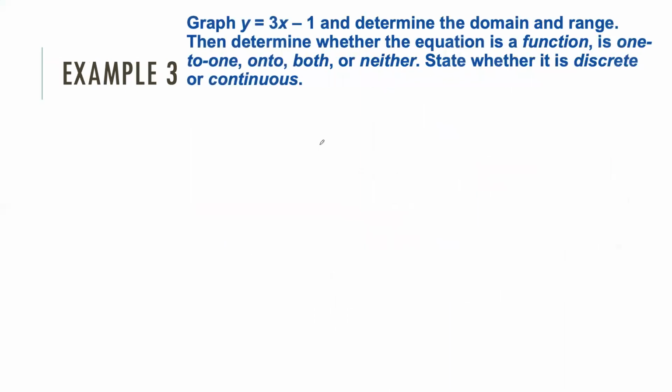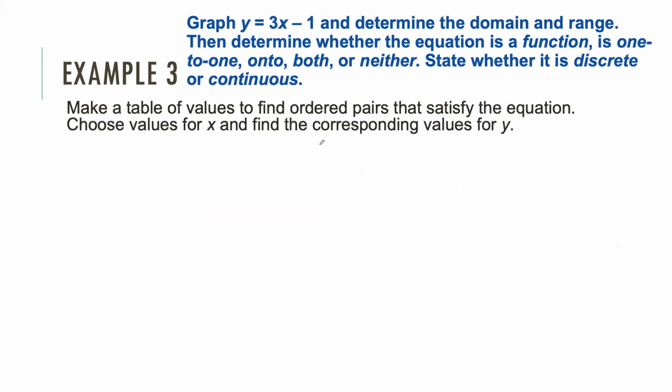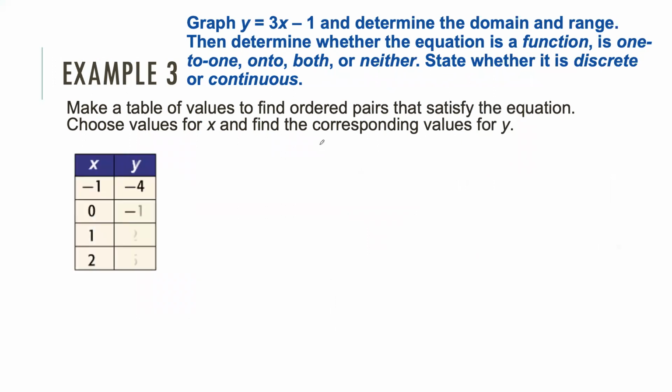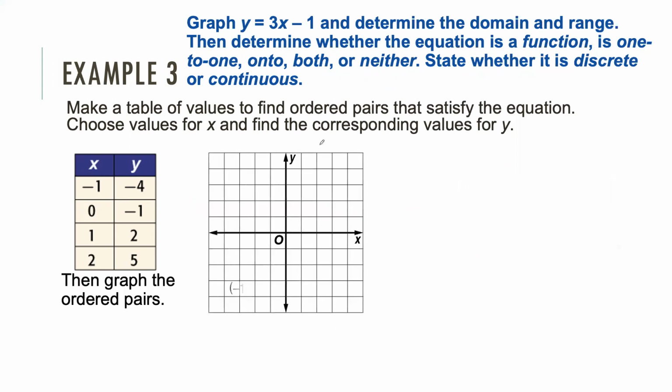All right, our next example is graph y equals 3x minus 1 and determine the domain and range. Then they want us to determine whether the equation is a function. Is it one-to-one, onto, both, or neither? State whether it is discrete or continuous. The first thing we're going to do is make a simple table for the values of x and y. When we plug in -1 through 2, we find the y values are -4, -1, 2, and 5. We are then going to graph the ordered pairs.